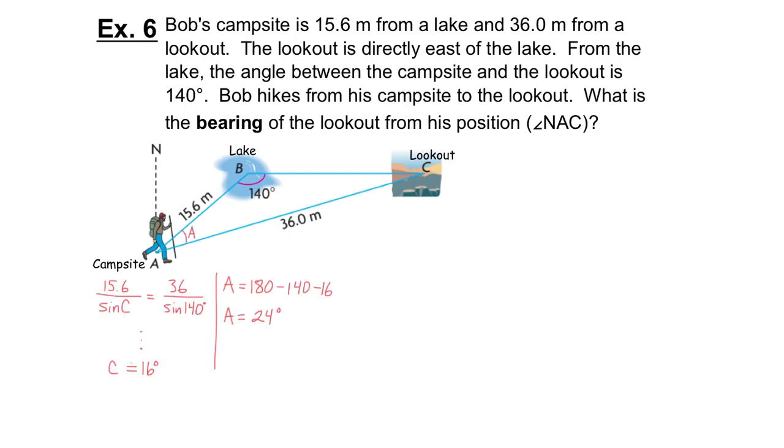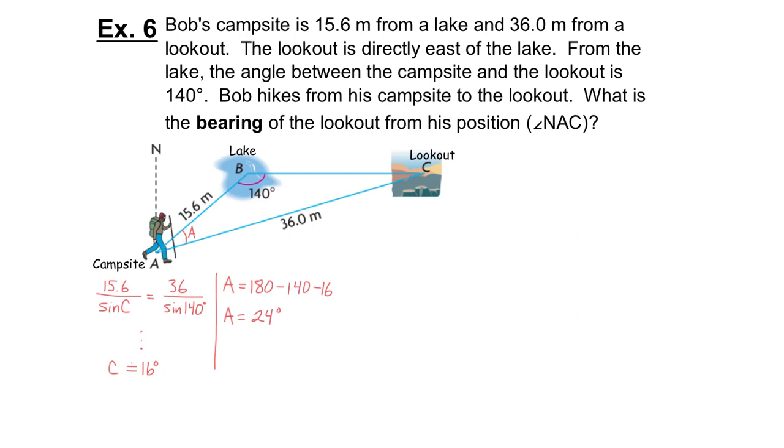I'm not showing all my work here, but the first thing I notice is that I have a matching pair, an angle with opposite sides. So I'm going to use the sine law. The 15.6 meters matches up with angle C. So I'm going to first find angle C using the sine law, and I get about 16 degrees. Because this is 16 degrees and this is 140 degrees, I can figure out what this angle is. Subtract from 180, I get 24 degrees. So now I know this angle right here.